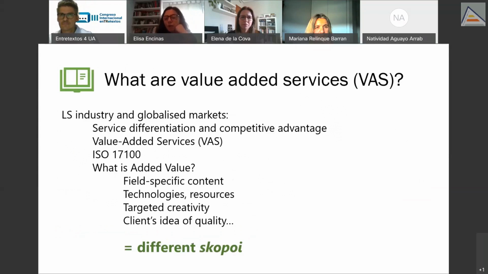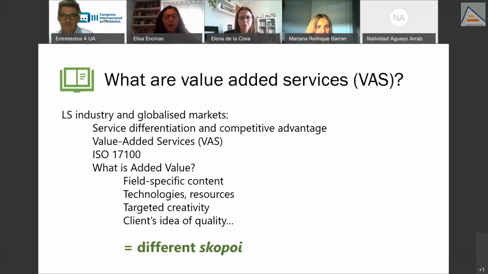But what are value-added services? This is a concept that was defined within the language service industry and the globalized markets in general. You all know in the capitalist market, we need product and service differentiation to create a competitive advantage, so that we can choose among a variety of things when we buy them or when we hire a service. The concept of value-added service has to do with this competitive advantage.